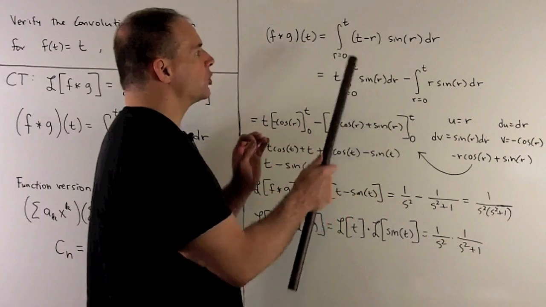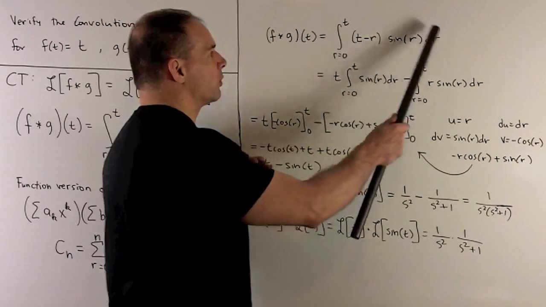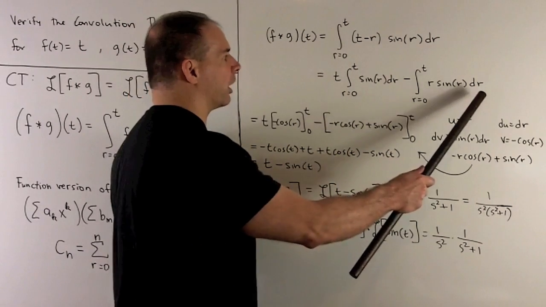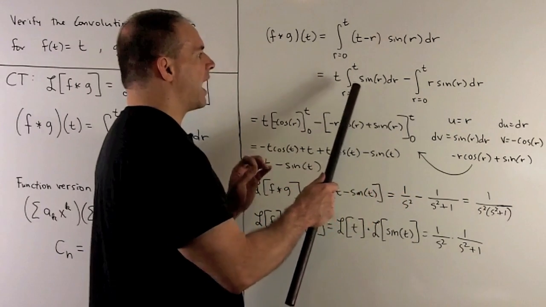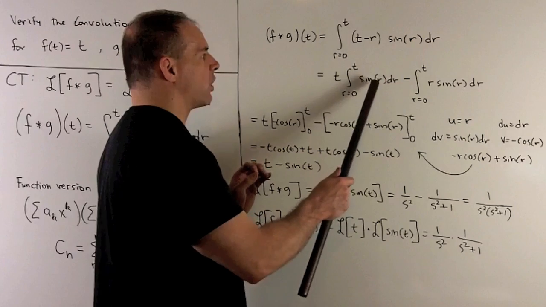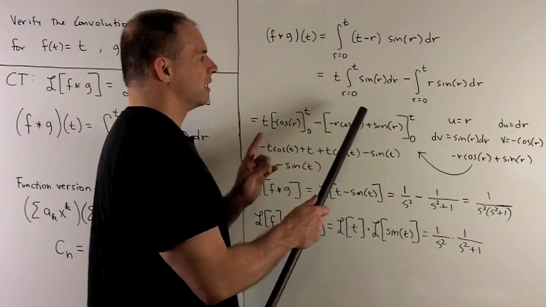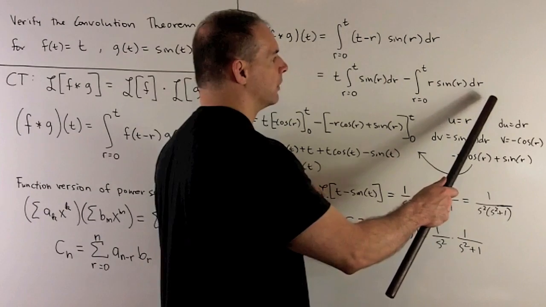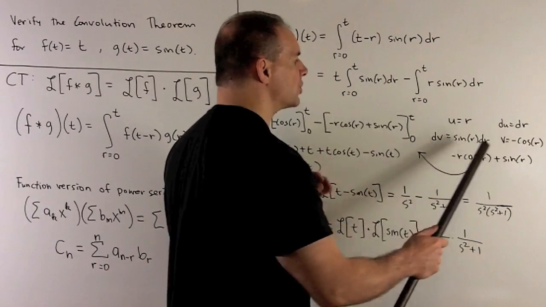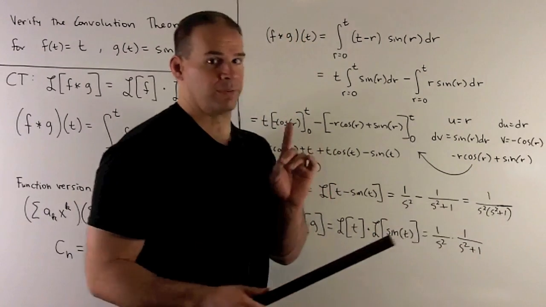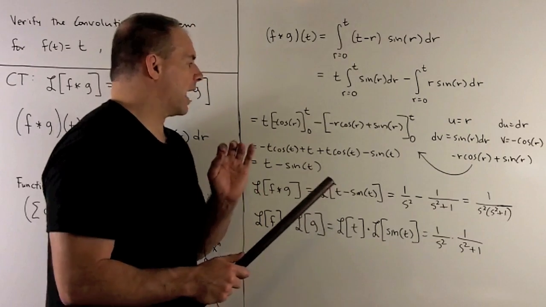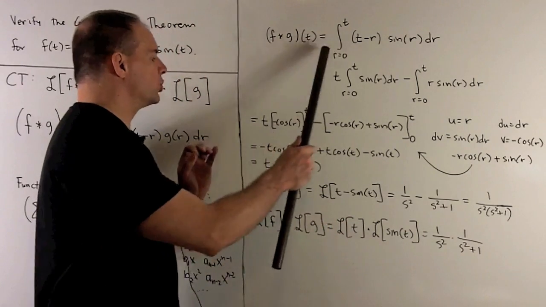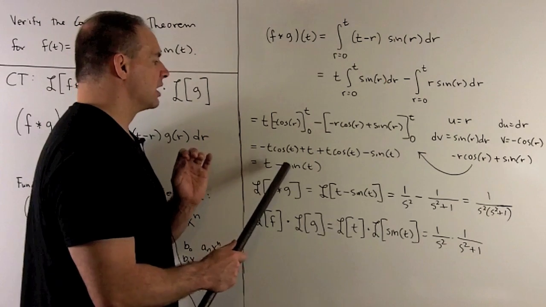Note that for the first part, we're integrating with respect to r, so I can bring this t to the outside after we separate. We're going to have just the antiderivative of sine of r, put t and 0 in, and take the difference. Then over here we have to do an integration by parts. We separate it, work it out, that's straightforward. When we do all of our work, we'll see that for the convolution, we get t minus sine of t.